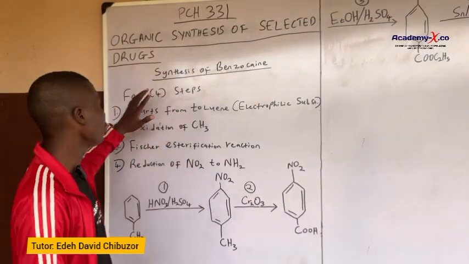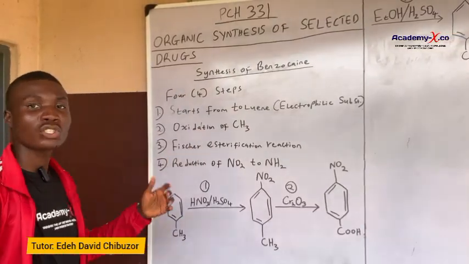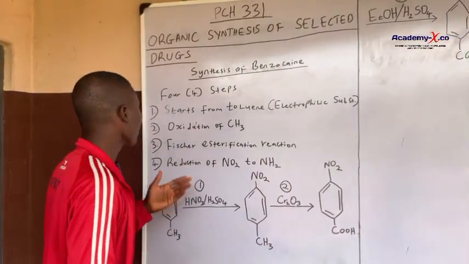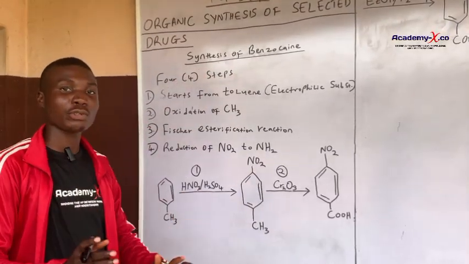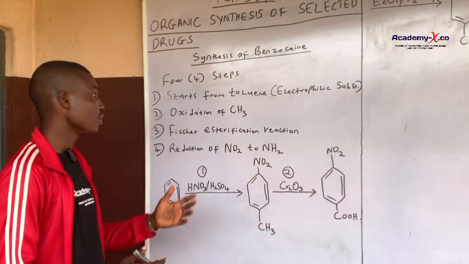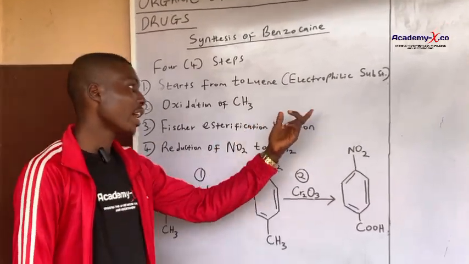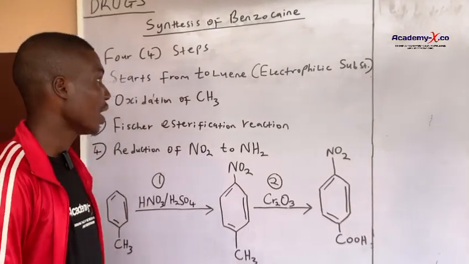Alright, so we are going to be looking at the synthesis of benzocaine being the first selected drug for this particular tutorial. I already told you that benzocaine synthesis occurs in 4 steps. Number 1, it starts from the toluene. We use toluene to begin it, and then what we have in that step is an electrophilic substitution.